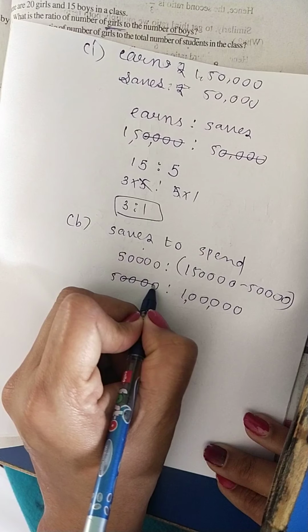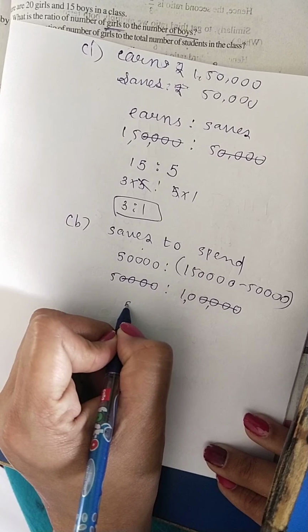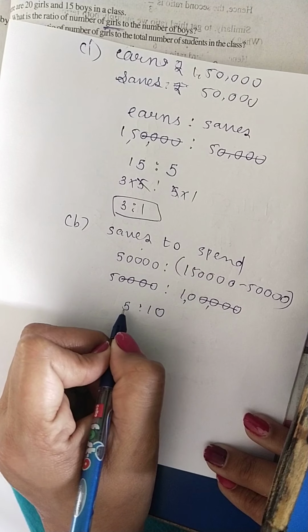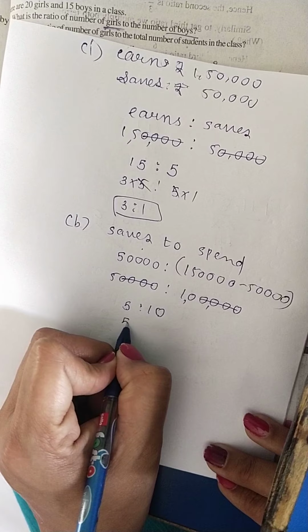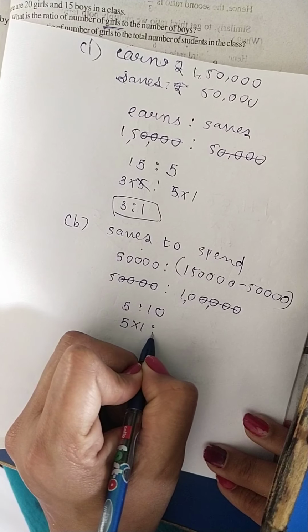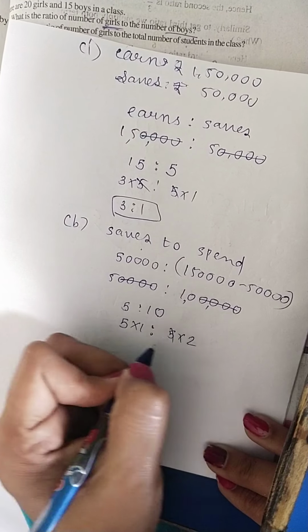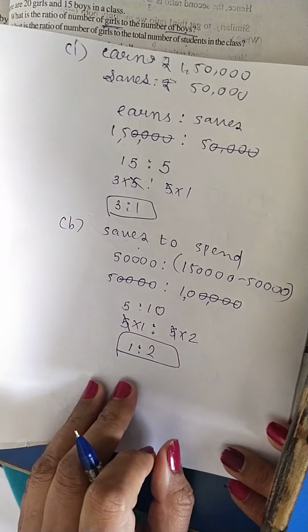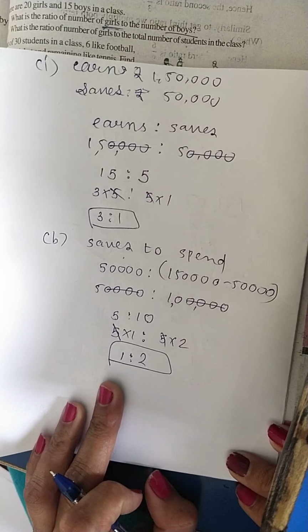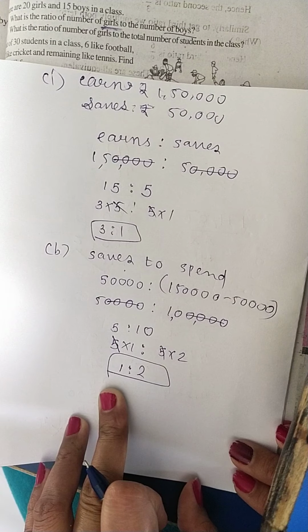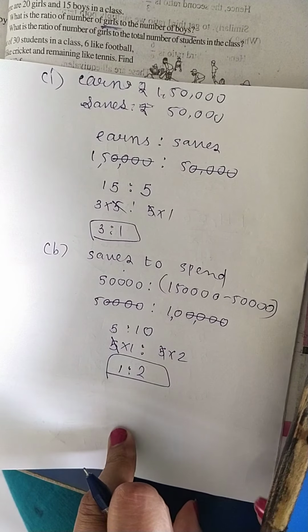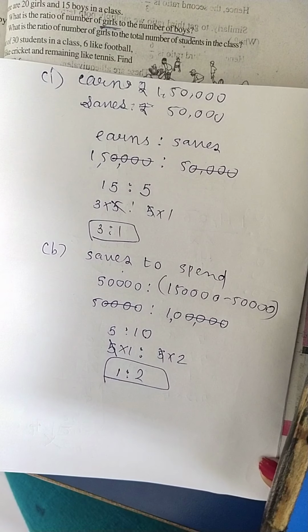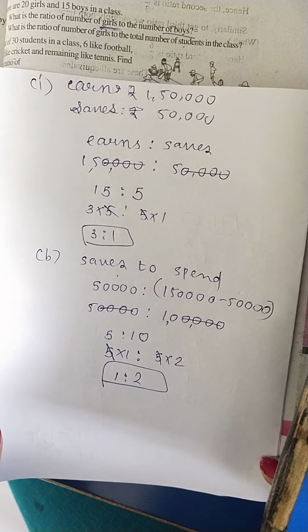How many zeros? 4, 4. What is the remaining? 5 is to 10. 5 ones are 5, 5 twos are 10. Which are equal? Cut it. 1 is to 2. So ratio of saves to spent is 1 is to 2. Understood, students? So please write with nice handwriting in your notebook.